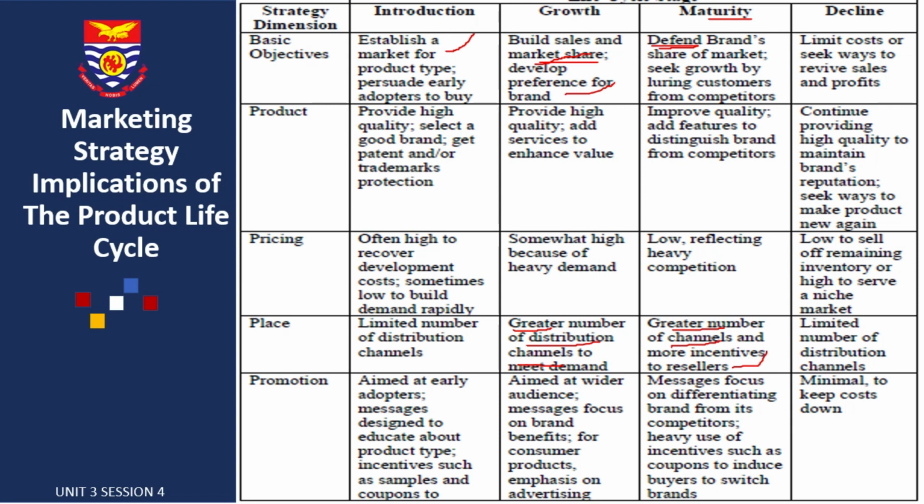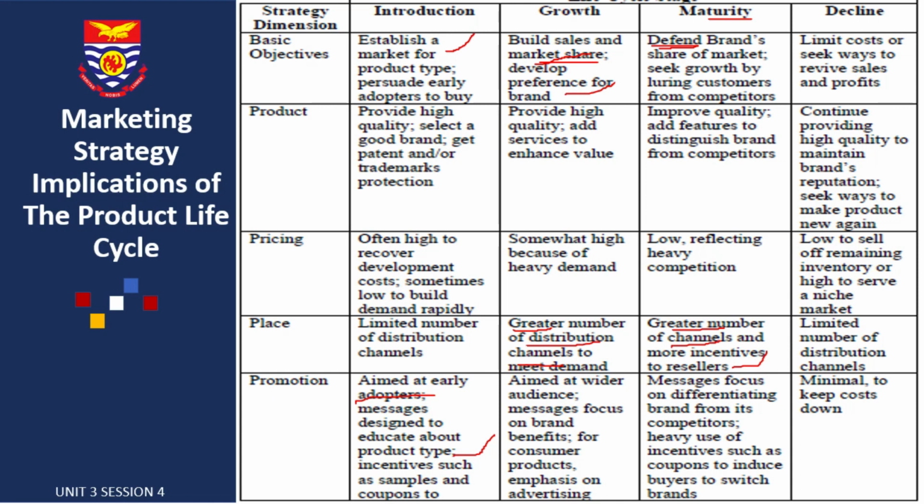Promotion. Under the introduction stage, the marketer should aim at early adopters. Thus, messages should be designed to educate about the product type, with incentives such as samples and coupons. I keep on saying that samples help a marketer to sell very well, because once the customer tries the product and realizes that it's a good product, the marketer would not talk so much, but the customer would purchase the product.